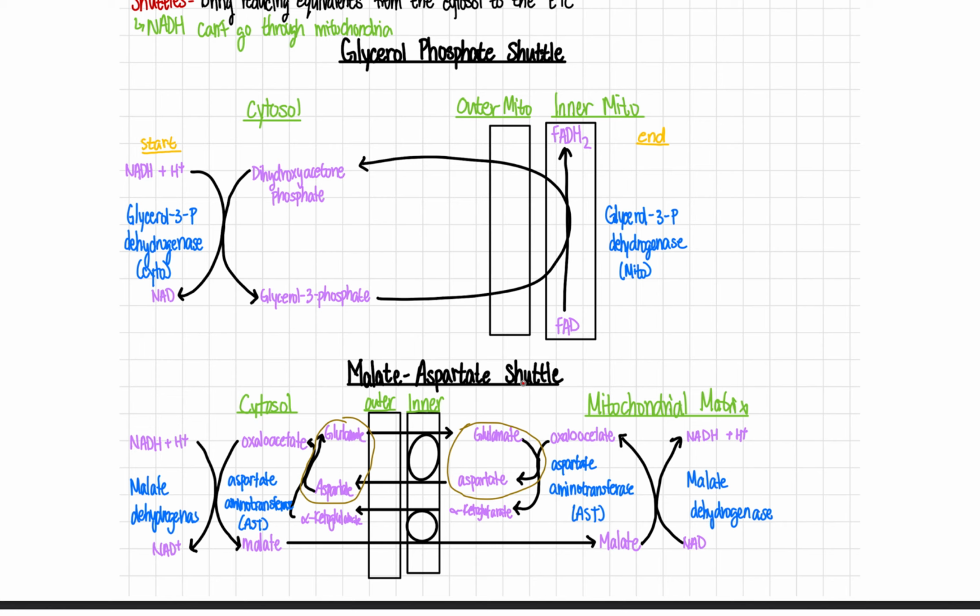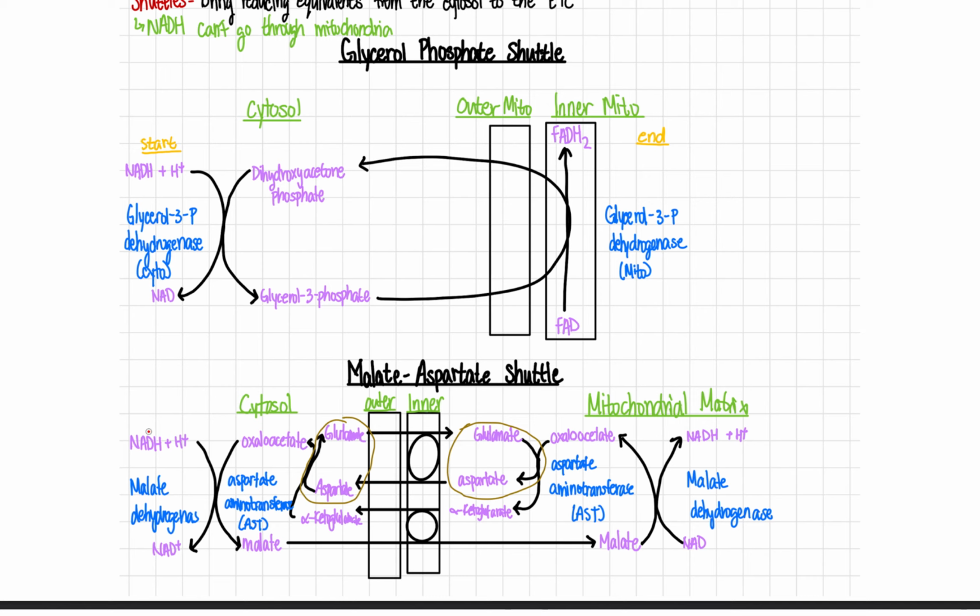So the malate aspartate shuttle is a little bit more complex, but this is actually the shuttle that is preferred to be used because, unlike glycerol 3-phosphate, instead of having NADH be converted to FADH2, NADH is going to be converted right back into NADH. So it's like you get what you started with, whereas in the glycerol phosphate shuttle, you don't get what you started with.